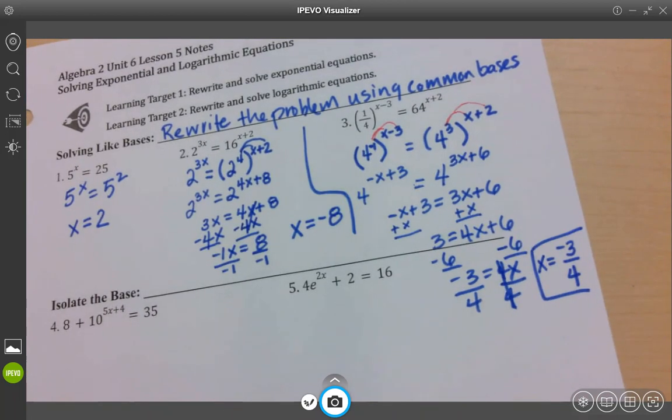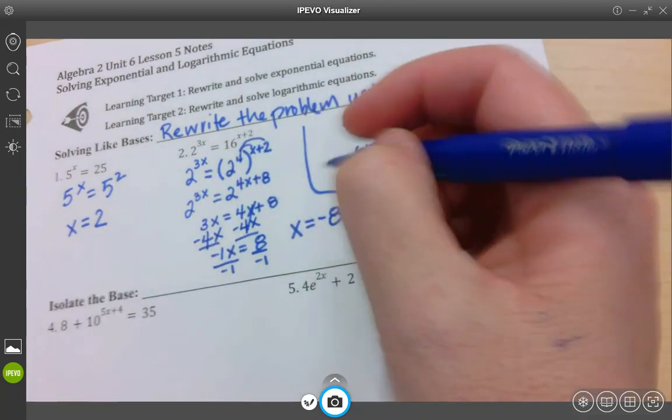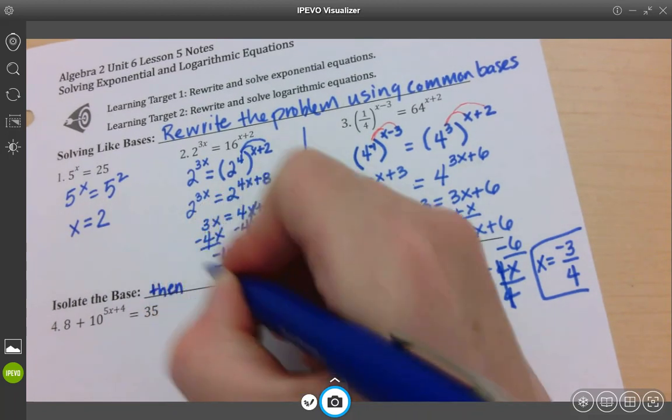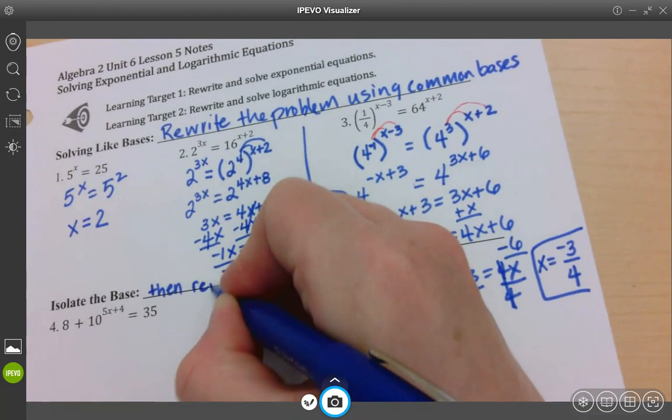Okay, so I wish I had a different color, but I don't. Okay, so isolate the base and then rewrite as a log.